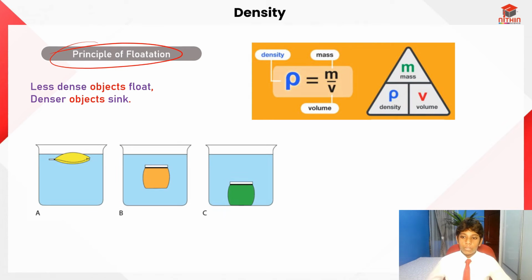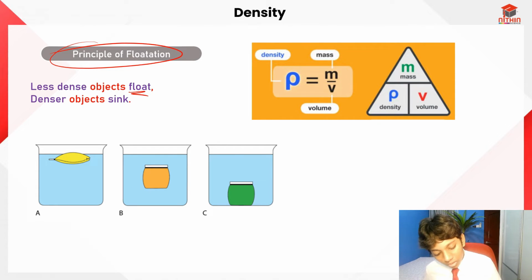Let me show you a scenario over here. Let's take a look at which is least dense, which is the most dense and which is in between them. Less dense objects float, right? Float meaning it must be above the water, and not suspended in the water like this one.